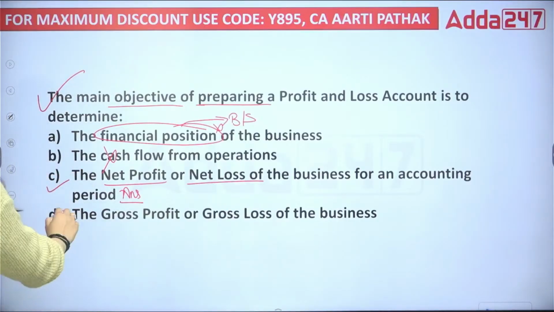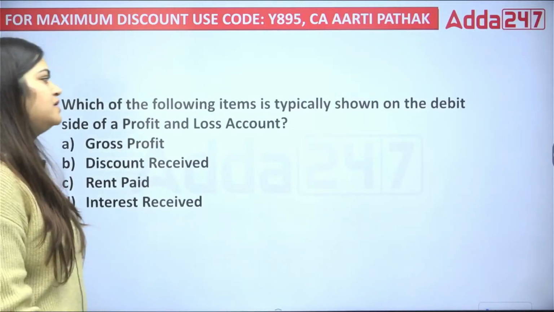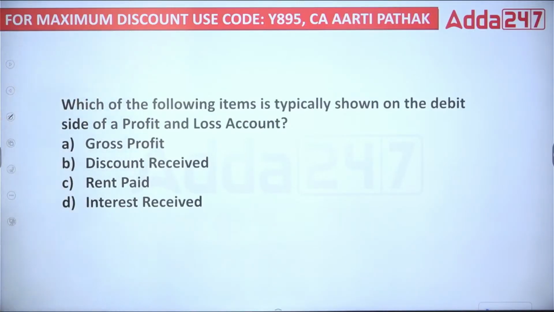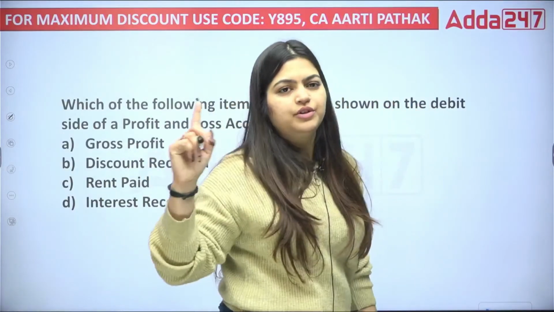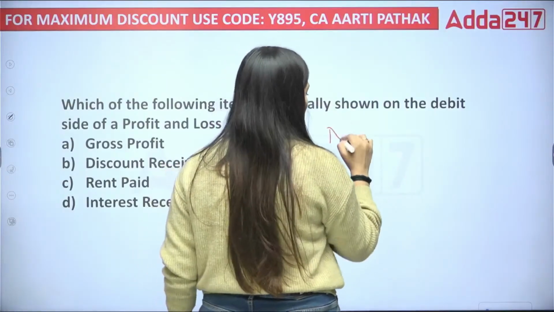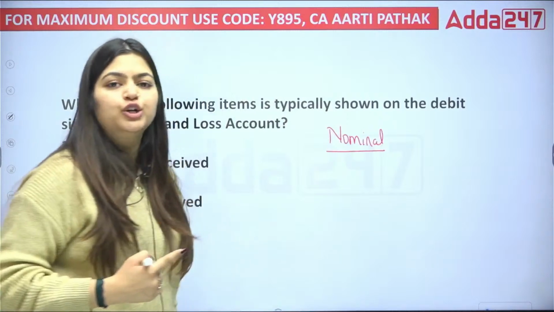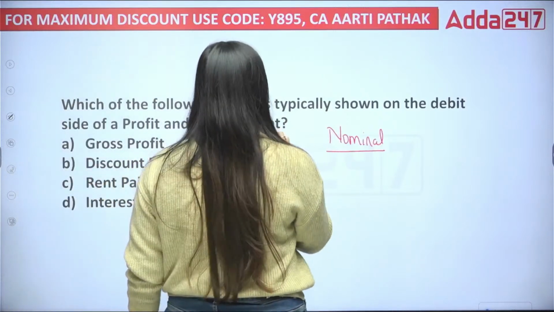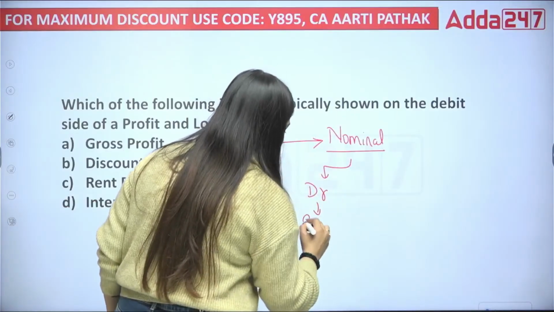Okay. Gross profit we calculate from the trading account. Now, which of the following items is typically shown on the debit side of the gross profit and loss account? Gross profit, discount received, rent paid, interest received. Debit side, I hope you remember your golden rules of accounting. As per the nominal rule, which rule are we following here? The nominal rule for preparing your profit and loss account. On the debit side, you will show all your expenses.